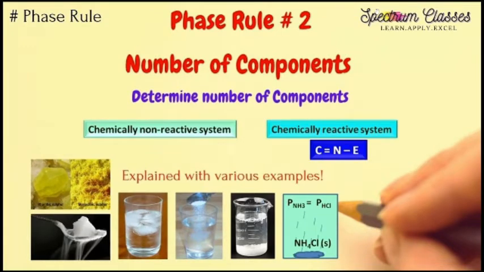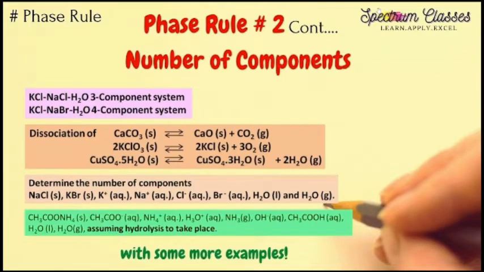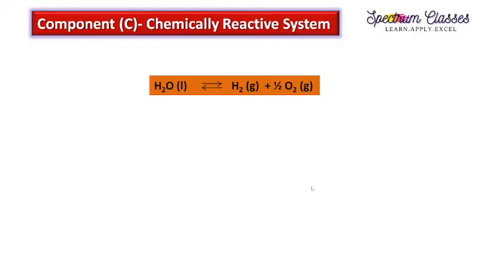I have already made one video on calculating the number of components, and this video is in continuation to that video, so please go and check that video. Here we are solving some more examples. Now we are going to discuss the example of decomposition of liquid water into hydrogen gas and oxygen gas. First we are going to discuss the number of phases for the given system.